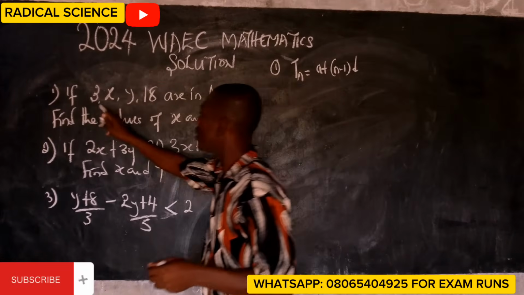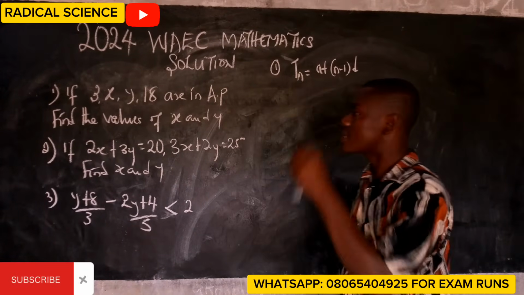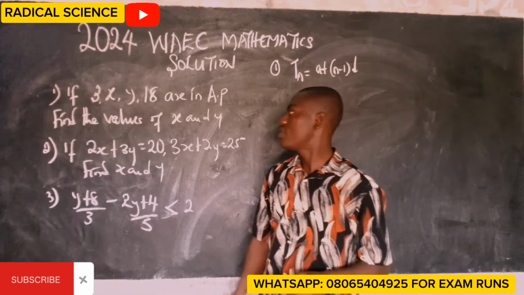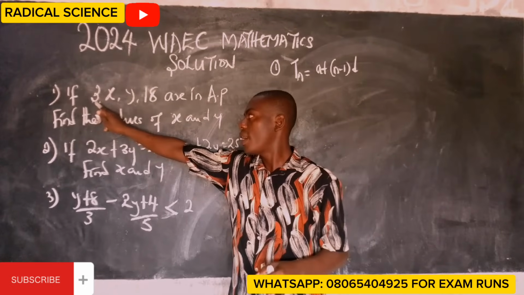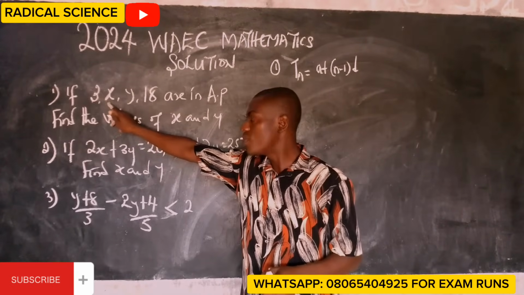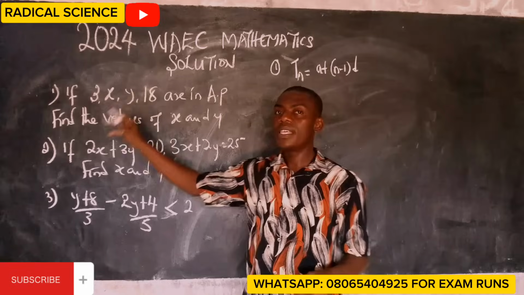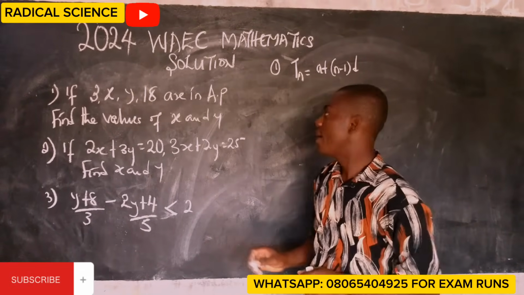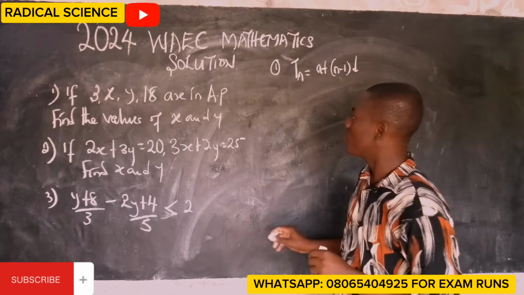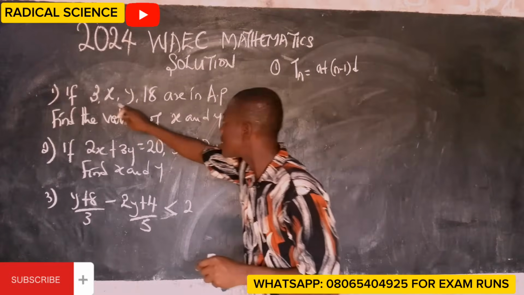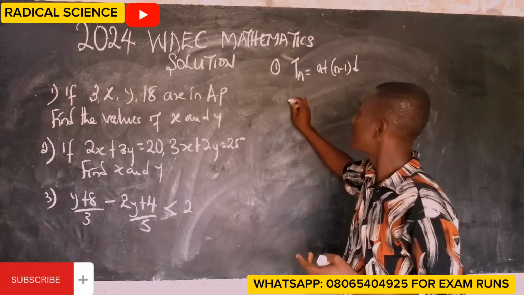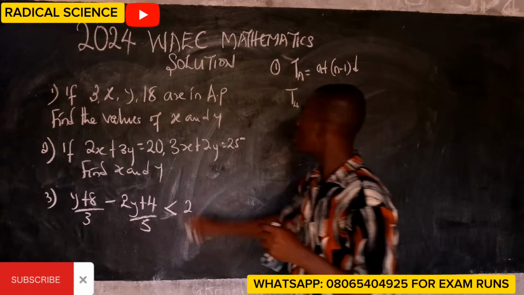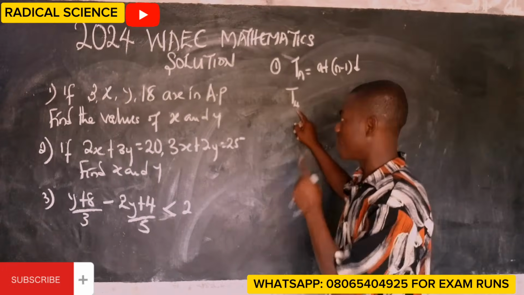Now we have 3, x, y, 18. They are in AP. What I would like you to note is how many terms are here? 1, 2, 3, 4. These x and y are unknown. They represent a number. Now, what I'm going to do, knowing very well that we have 4 terms, that means we are going to have n equals 4, because this n represents the number of terms.